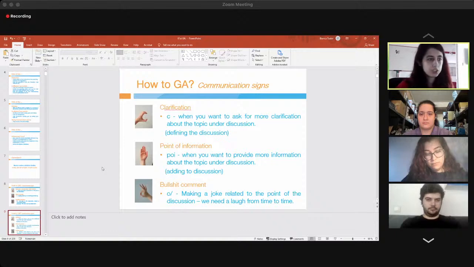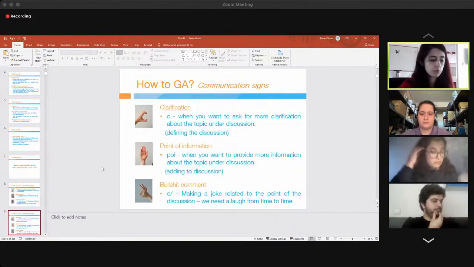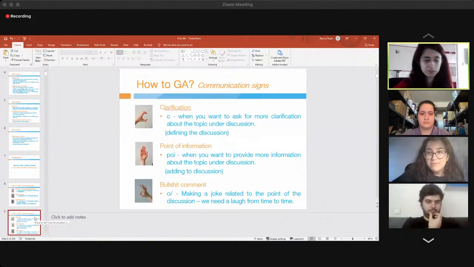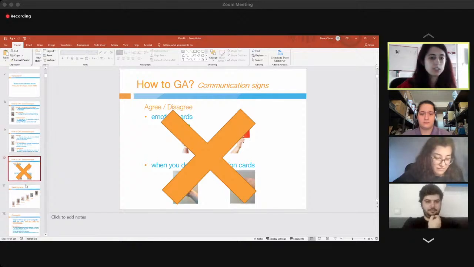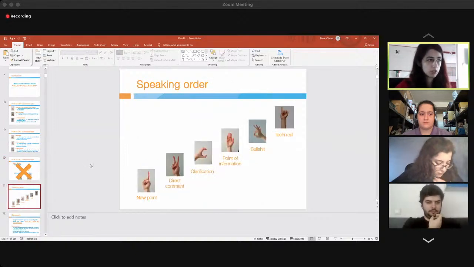A clarification is used when you need information because you feel that the discussion is going in circles and you need information that could help you bring some input. A point of information is mainly the answer to that clarification, and it helps bring information and move the discussion in a certain direction. You can also say jokes, but not too often. Okay, what do you do if you agree or disagree with something you just heard? You type an I in the chat or an N, or pluses or minuses. This is the priority order of speaking symbols.